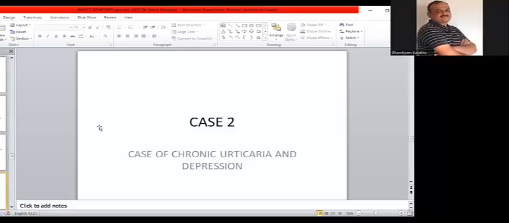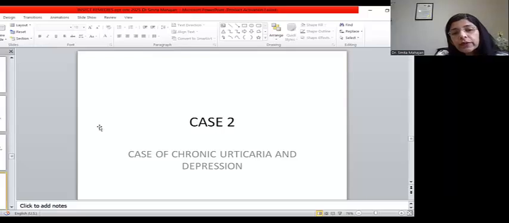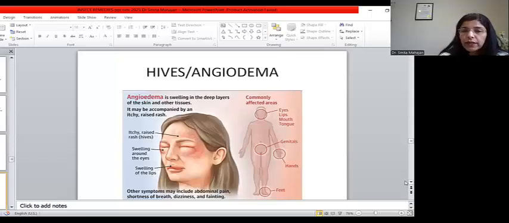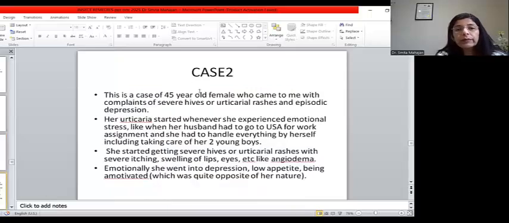Okay, so case number 2 is a case of chronic urticaria and depression. So this is hives. This patient came to me with chronic urticaria and hives. It was almost like angioedema. She had puffiness of the lips, puffiness of the eyes, swelling of the eyes, and also she presented with depression.